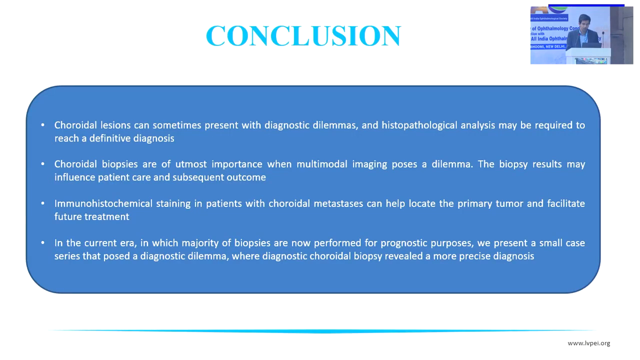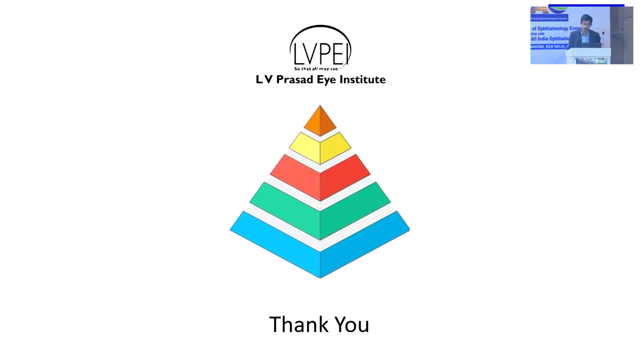Choroidal lesions can sometimes present with diagnostic dilemmas, and histopathological analysis may be required to reach a definitive diagnosis. Choroidal biopsies are of utmost importance when multimodal imaging poses a dilemma. The biopsy results may influence patient care and subsequent outcome. Immunohistochemical staining in patients with choroidal metastasis can help to locate the primary tumor and facilitate future treatment. In the current era, in which the majority of biopsies are performed for prognostic purposes, we present a small case series that posed a diagnostic dilemma where diagnostic choroidal biopsy helped us make a more precise diagnosis. Thank you.